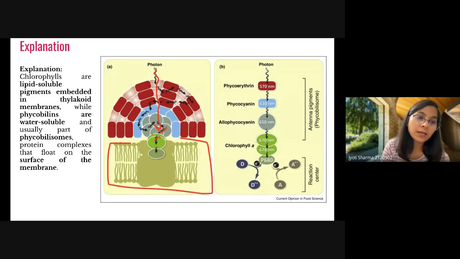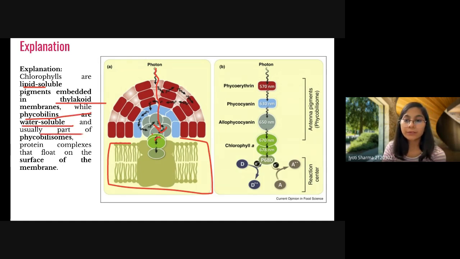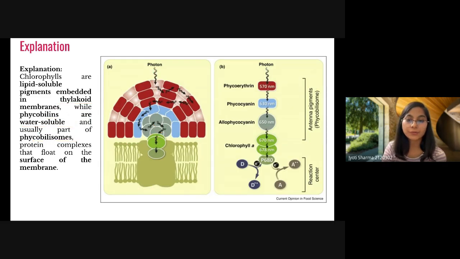So chlorophylls are lipid soluble pigments embedded in the thylakoid membrane, while phycobilins are water soluble and usually part of phycobilisomes. So these are phycobilisomes. Here you can see protein complexes that float on the surface of the membrane. This is how you can give the right answer to this question.